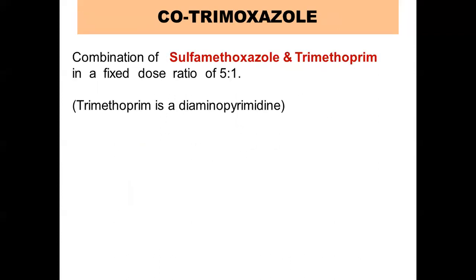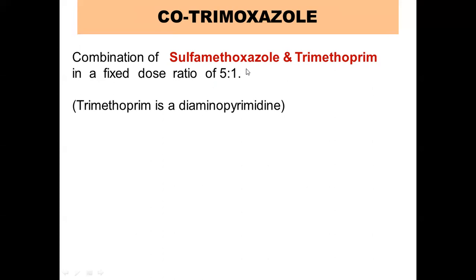Now we come to co-trimoxazole. This is a very, very common question that is asked in your exams, and you have to be very thorough with co-trimoxazole. So first of all, what is co-trimoxazole? As the name suggests, it's a combination of sulfamethoxazole, which is an intermediate acting sulfonamide, and trimethoprim. This trimethoprim is a diaminopyrimidine. And this combination is in the ratio of 5:1, that is, sulfamethoxazole 5 and trimethoprim 1.